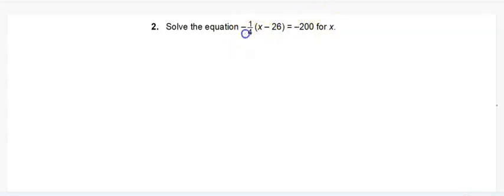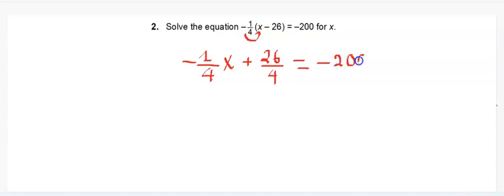So let's go straight to the problem. -1/4 times x, and that will give you -1/4x. -1/4 times -26. Negative times a negative is a positive. 1 times 6 is 26. That will give me 26/4 equal -200.